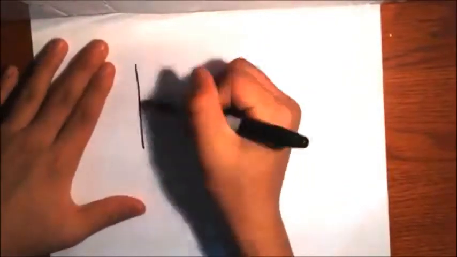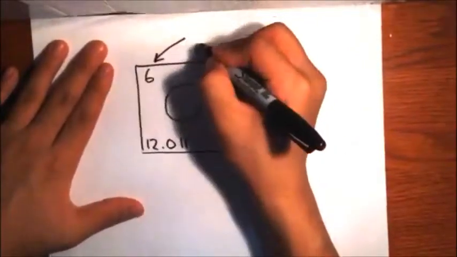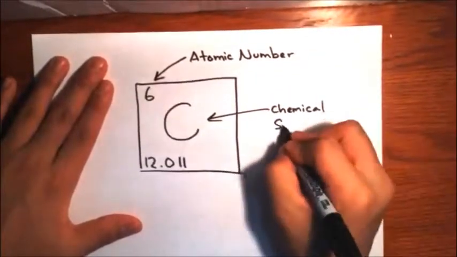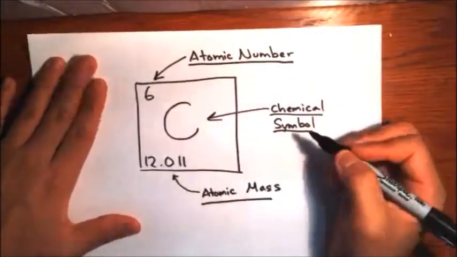Carbon, one of my favorite elements in the whole periodic table. Carbon, as I will draw for you in this box, has an atomic number of 6 and a chemical symbol of just a capital C and an atomic mass of 12.011.